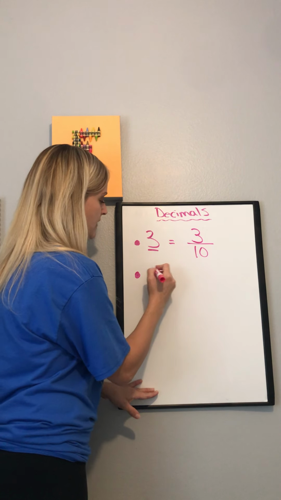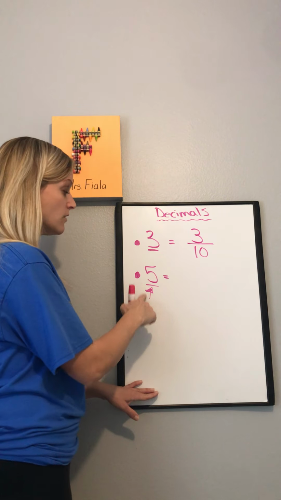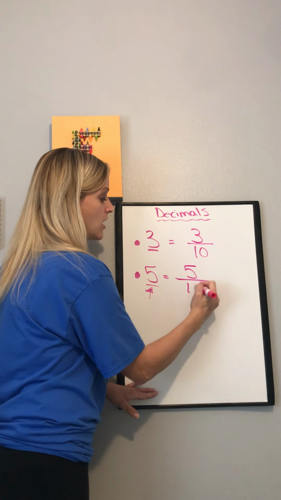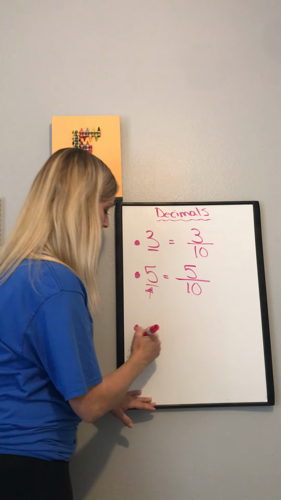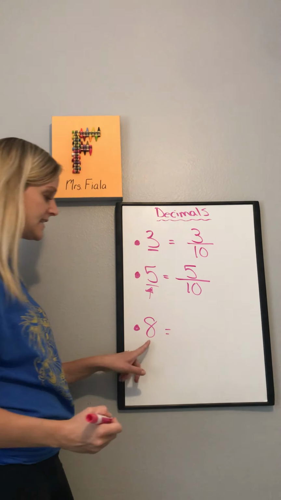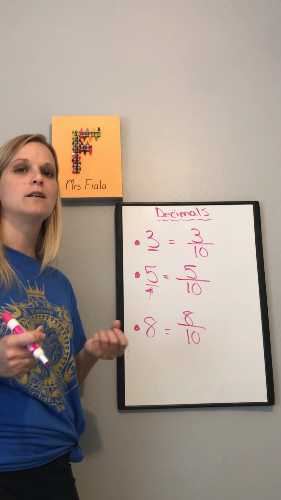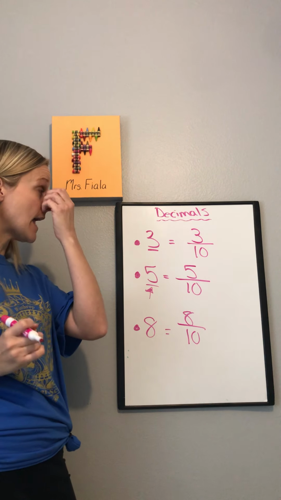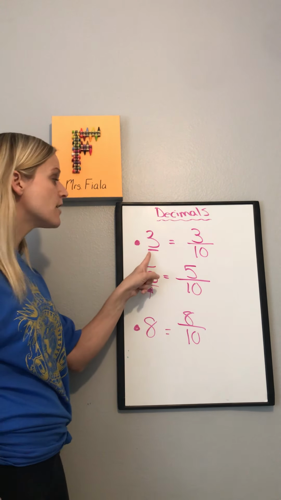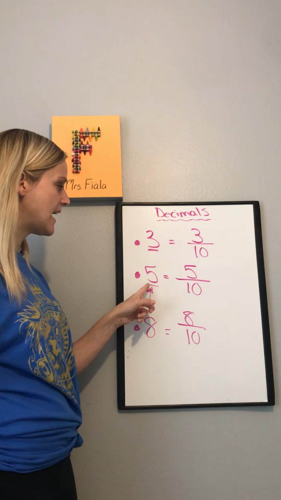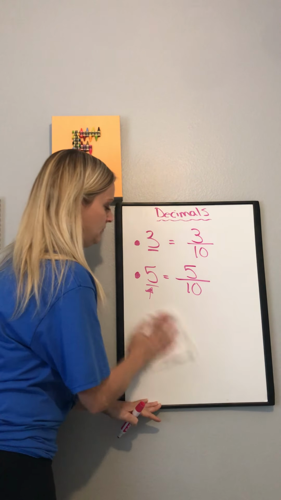What if I had 0.5? That is still in the tenths place, so we're going to write that as 5 out of 10, okay? And we can do a million of these examples. This would be written as 8 out of 10. That 8 is in the tenths place, okay? And now again, how would you say these? I wouldn't say 0.3, I wouldn't say 0.5, I would say 3 tenths, 5 tenths, okay?